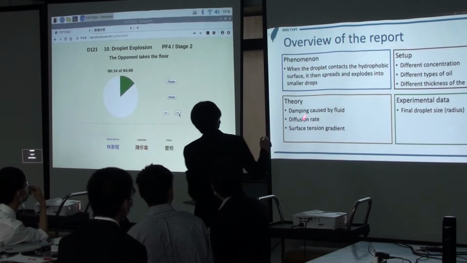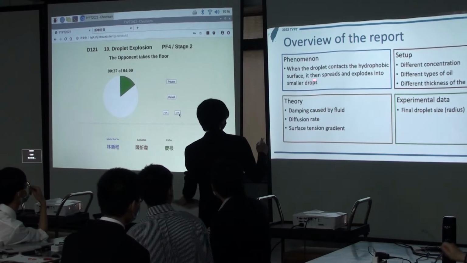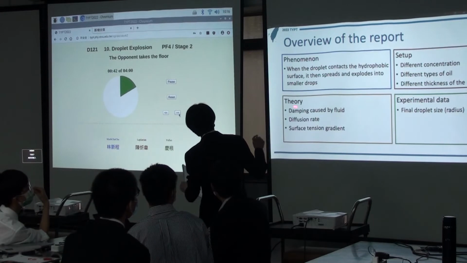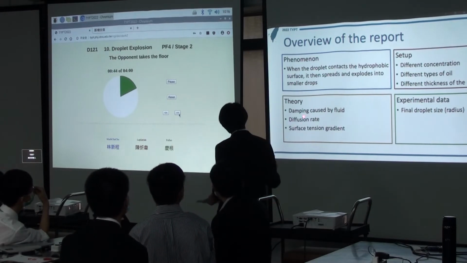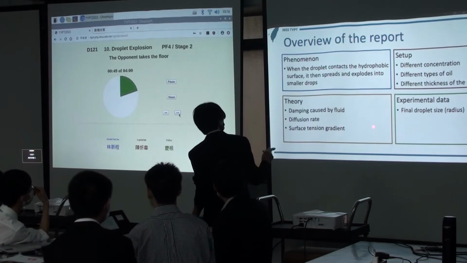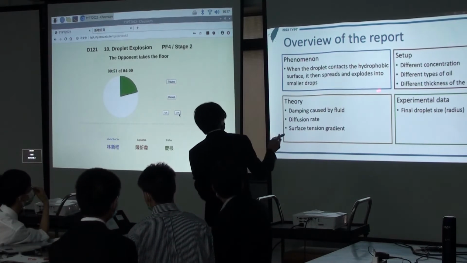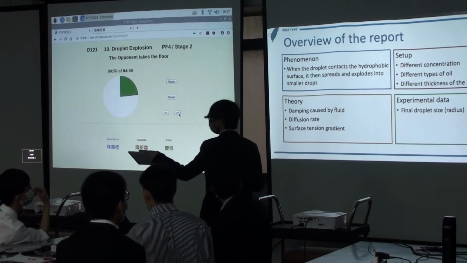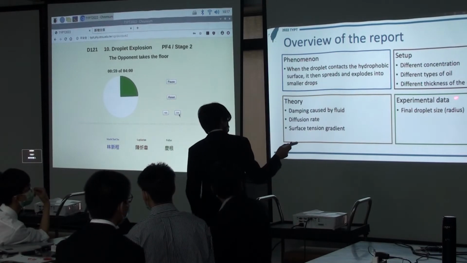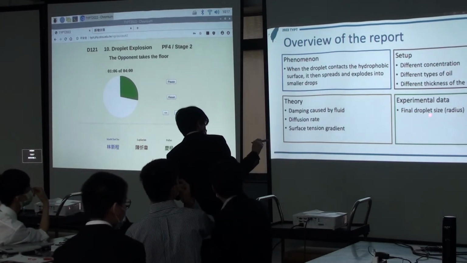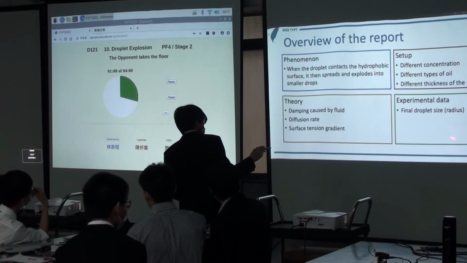For an overview of the report, the phenomenon observed is that when a droplet contacts the hydrophobic surface, it spreads and explodes into smaller droplets. In their theory, they discuss damping, viscous fluid, diffusion rate, surface tension gradient, and Marangoni flow. In their setup, they use different concentrations and different types of oil, for example rice bran oil and sunflower oil, and different thicknesses of oil. In their experiment, they discuss the final droplet size with radius.